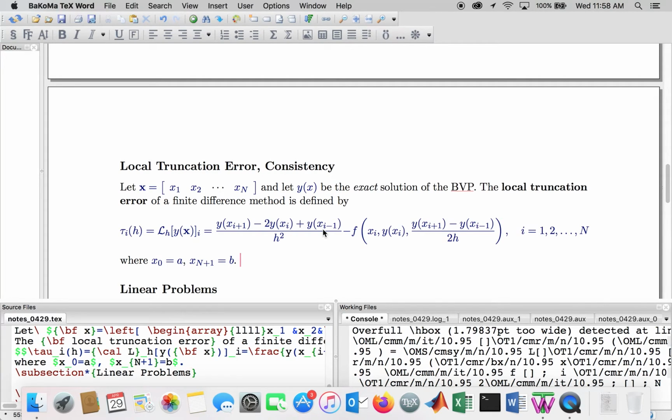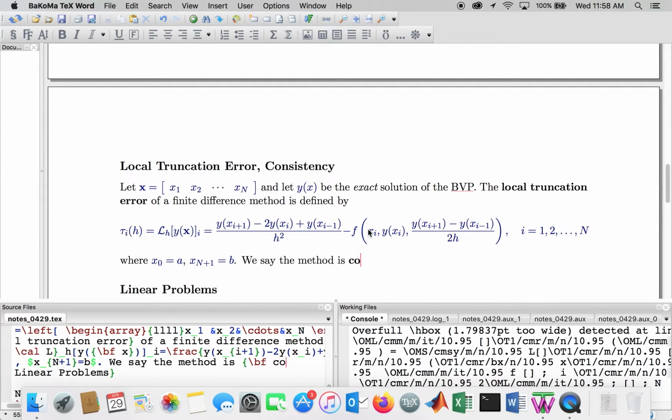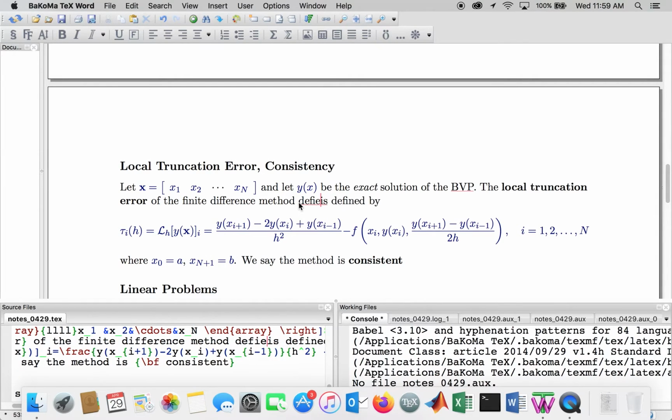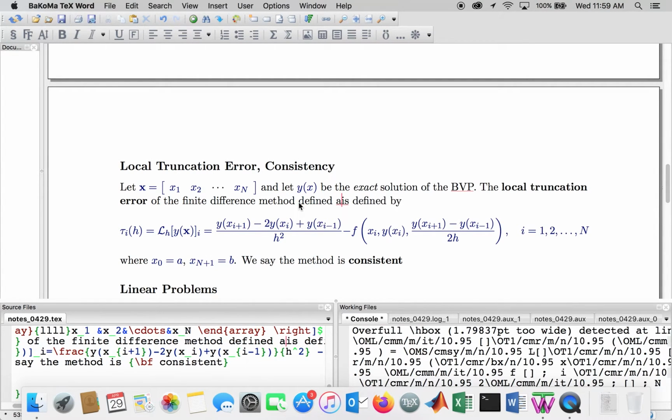Since this is meant to be something that's small, and should go to 0 as h goes to 0, we say the method is consistent. Okay. So I should say the local truncation error of the finite difference method defined above.